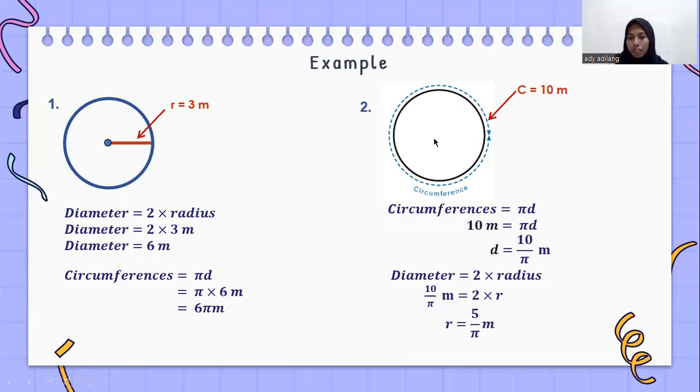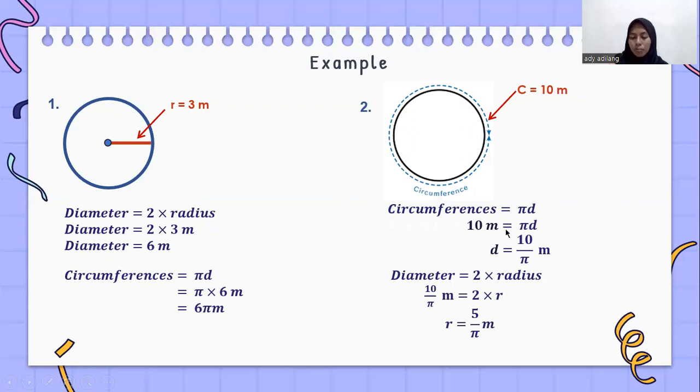Next, example number 2. The given here is the value of the circumference, which is 10 meters. So circumference is equal to pi times d. And we know that the circumference is 10 meters, so we're just going to put it in this formula. So 10 meters is equal to pi times d. To find the diameter, we're just going to divide both sides by pi.